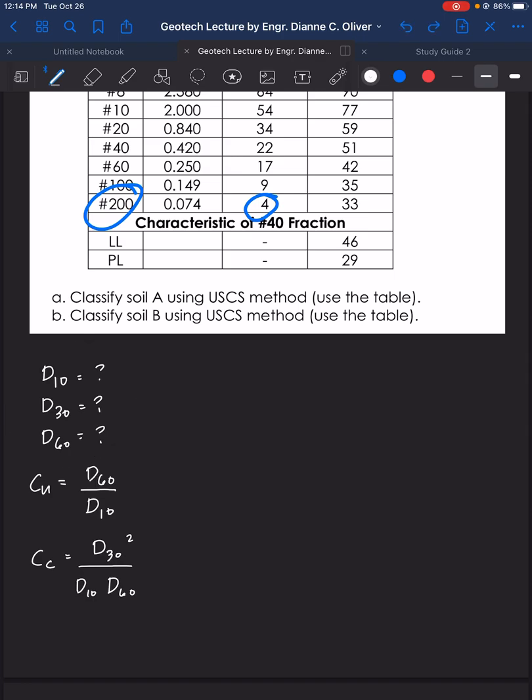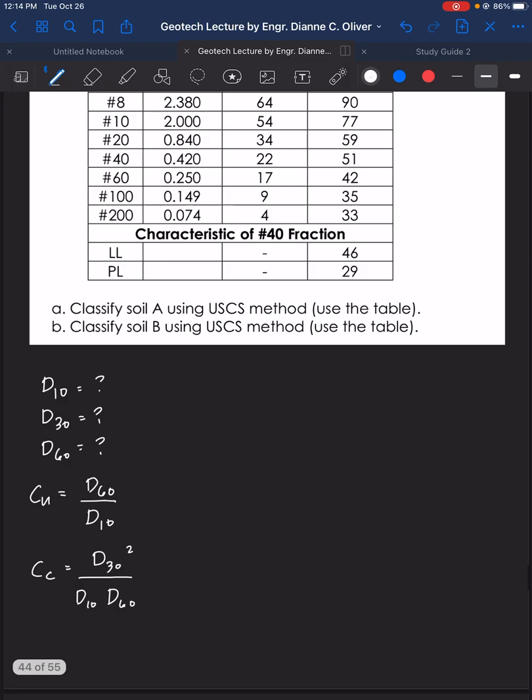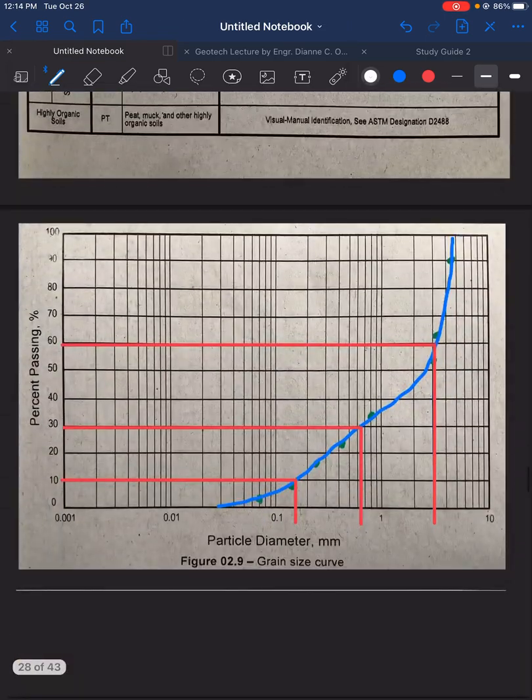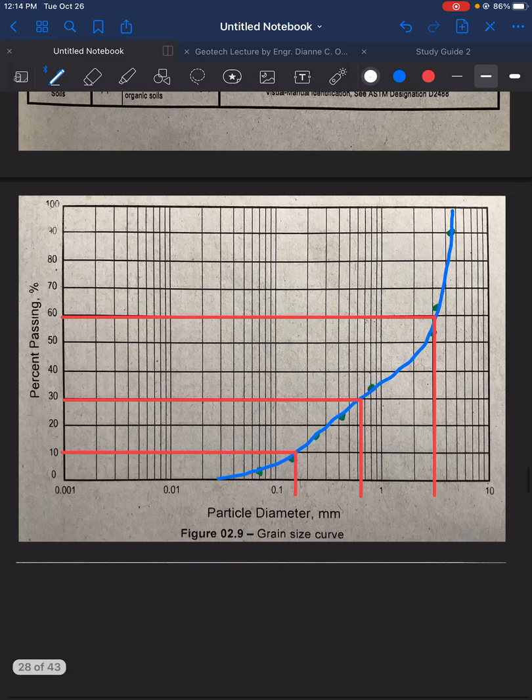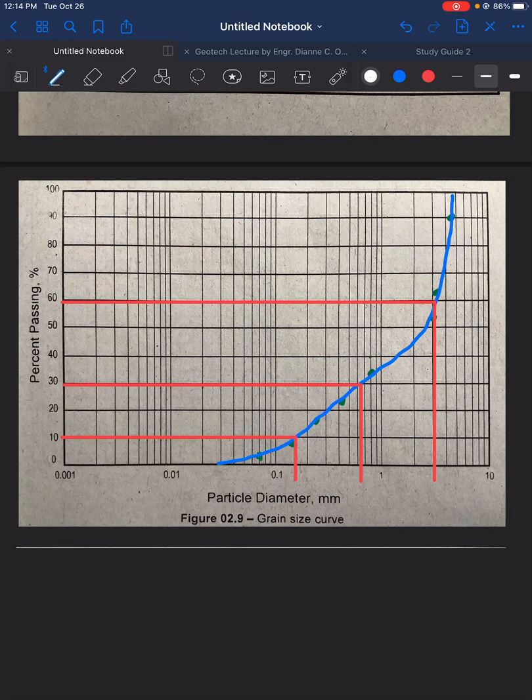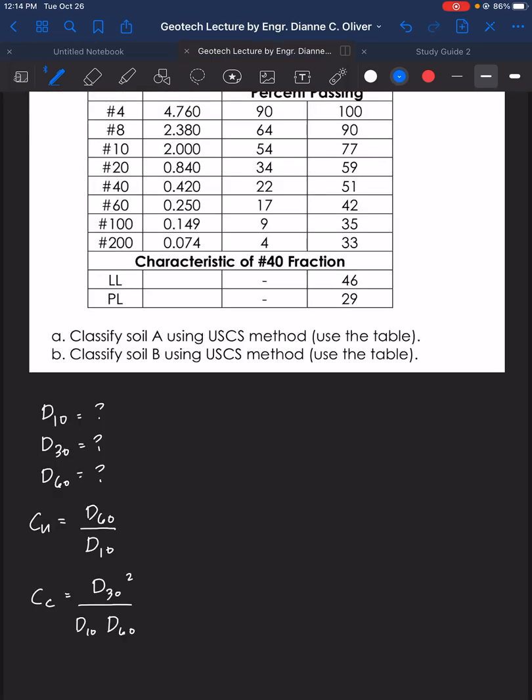So if we use the graph, where is the graph? Okay, so here is the graph. I already plotted it a while ago. This is the graph of soil A. Now, if you look at the criteria or what we are looking for, what does it mean again for D10? We are looking for the diameter at 10% passing.